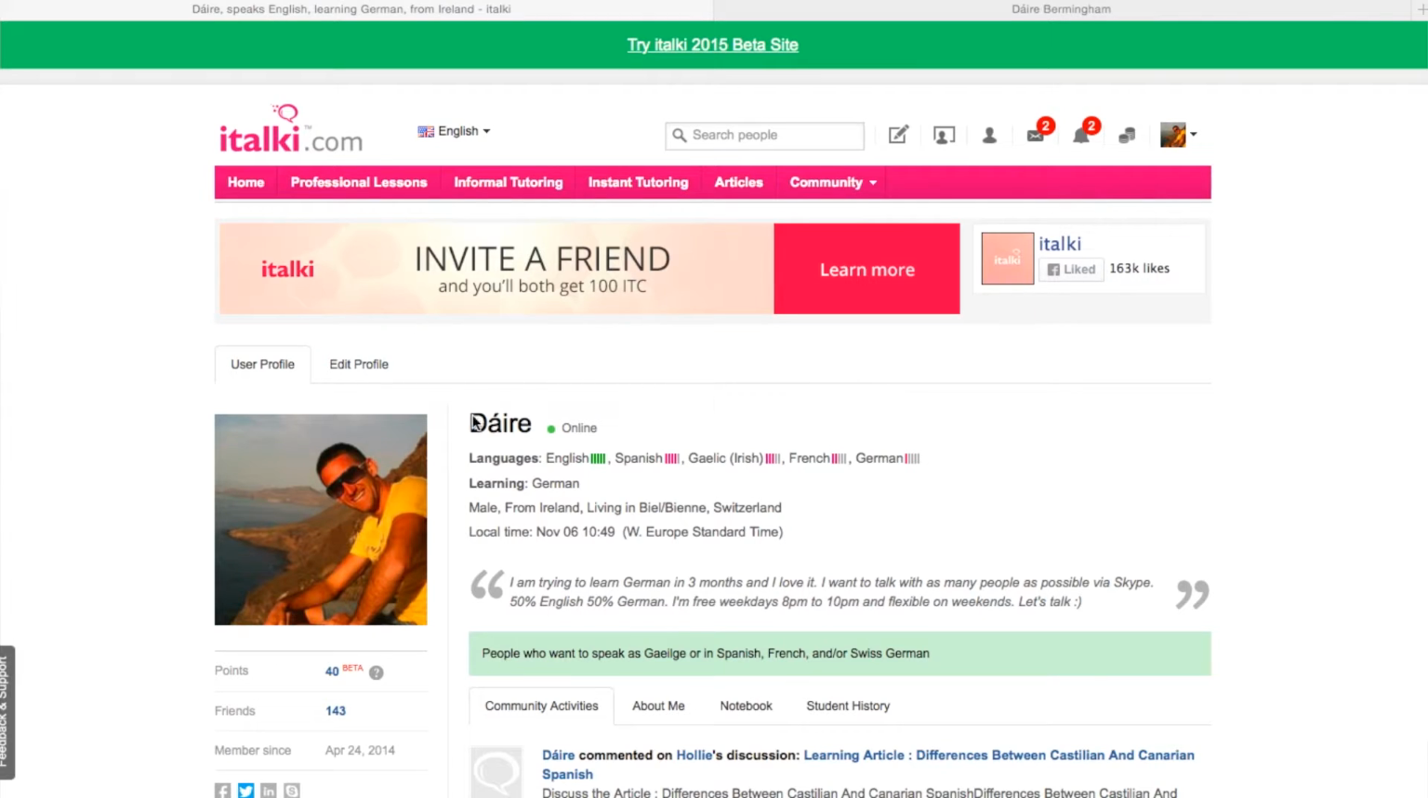So this is my profile here. That's me. These are the languages I speak, and in the red is the languages I'm learning and the level. So German, not so good. My Irish isn't the worst. But basically I learned a lot of Spanish on this site, quite a bit of French. And what you can do is you go to community, language partners.